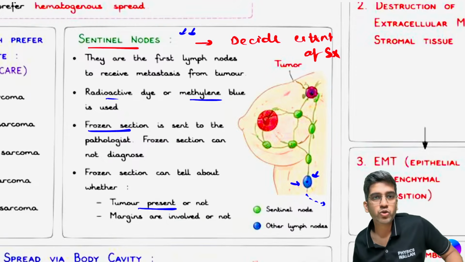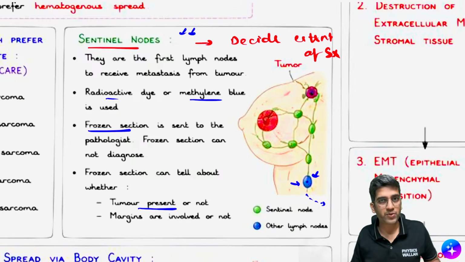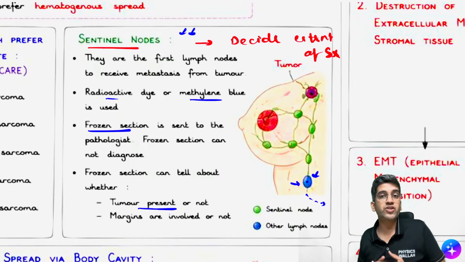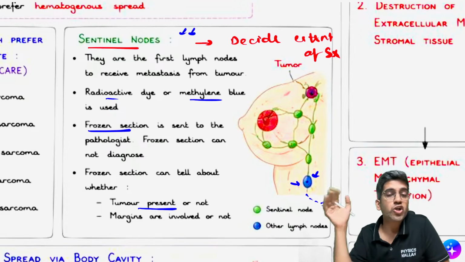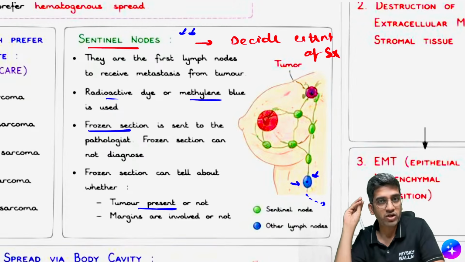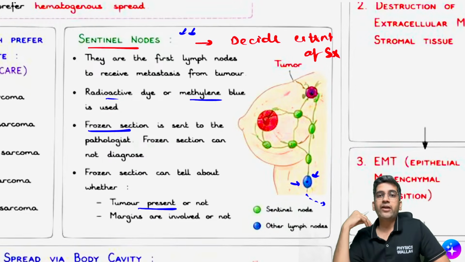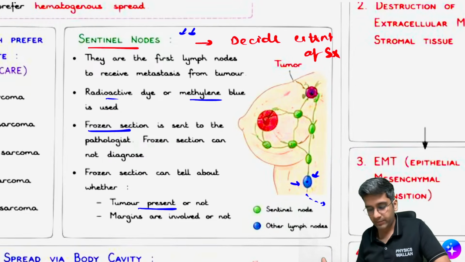Okay. To decide the extent of surgery, we need a sentinel lymph node biopsy. If the sentinel node is involved, the tumor has gone to the lymph nodes, so remove them also. If it's not involved, the tumor has not gone to the lymph nodes, so don't remove them. That's the importance of the sentinel lymph node. It's very, very important. When you go to your surgery postings, you'll definitely understand them in detail, right?